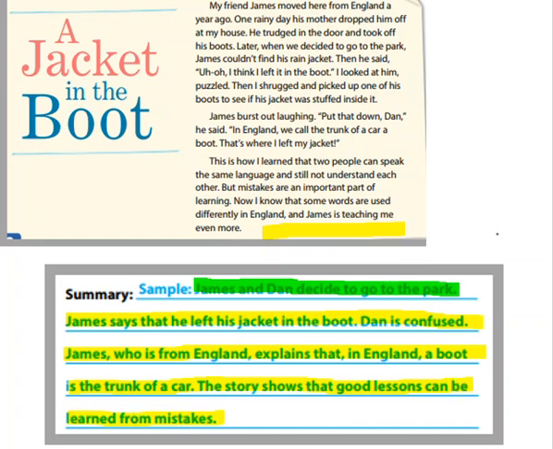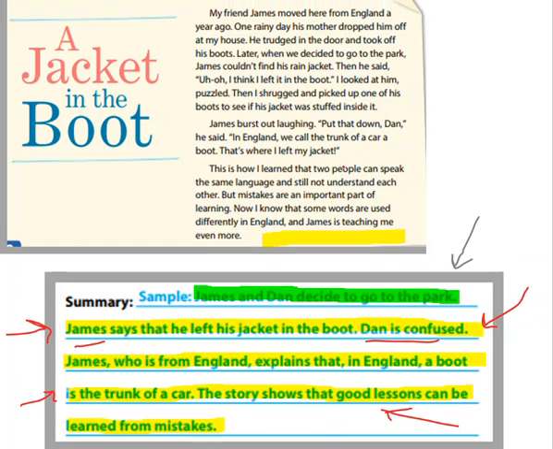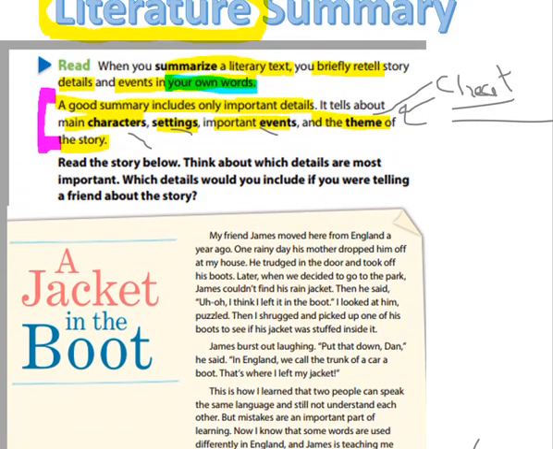So you can see in this summary sentence, it tells in his own words, right? That's important. It's telling the main characters. There's James, there's Dan. It tells the main event, which is Dan is confused. It tells what he learned, and then it has the theme right here. Good life lesson. What's that life lesson? That we can learn from our mistakes. So that would be a good summary sentence. So when you're writing yours, make sure that you're giving the important details. You're talking about the main characters, the setting, important events, and the theme. All right. Now let's move on to the next one.